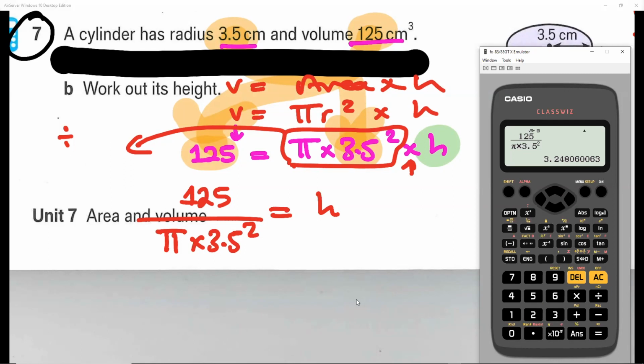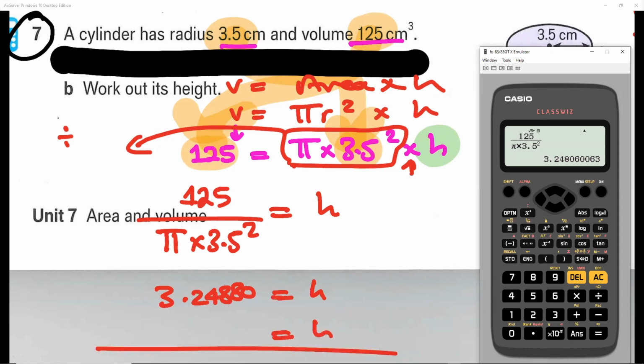Okay, so what do we get? Height is equal to 3.248. I haven't finished it, so I'm gonna finish off now. So then we have to round it. Is it to 1 SF or something? It never said 1 DP. Okay, let's just do 1 DP. That's what the answer is given to, by the way.